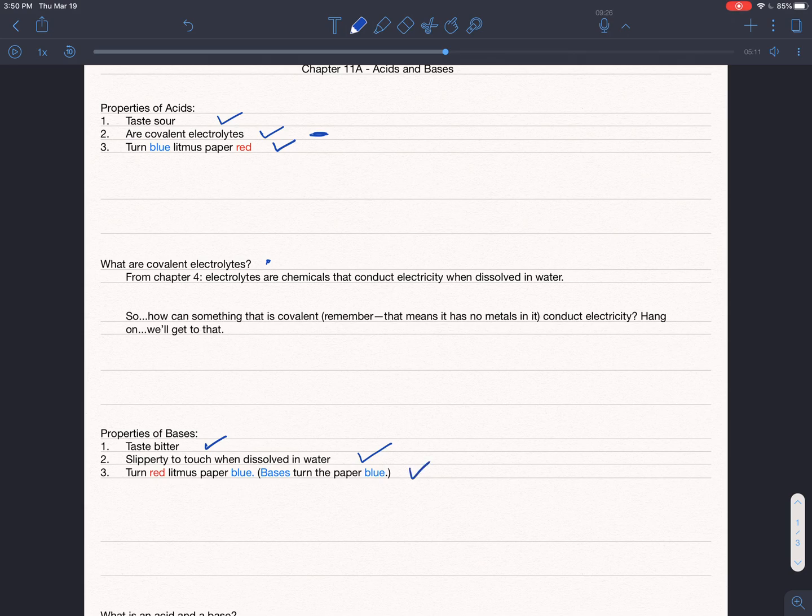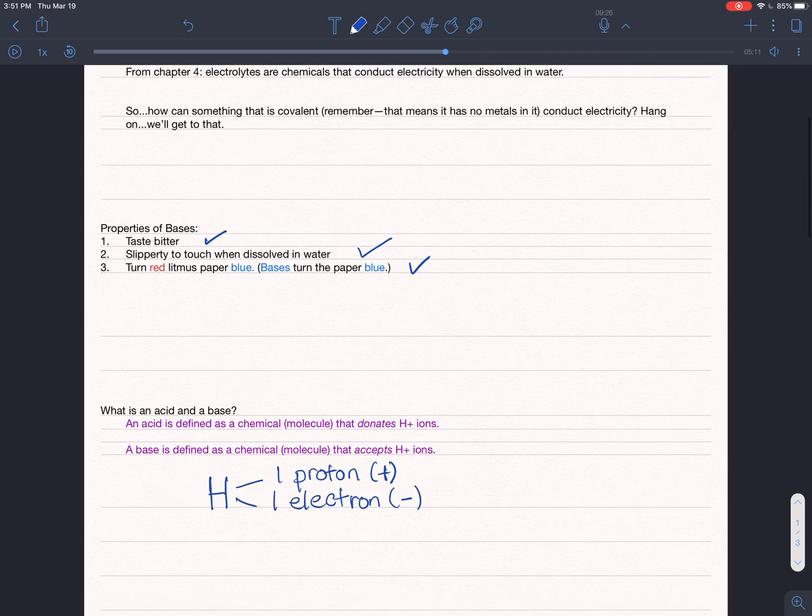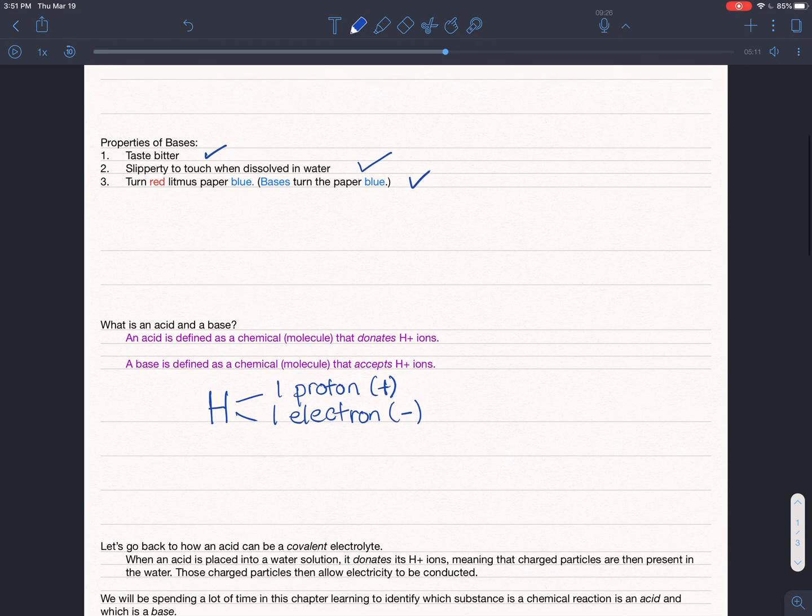And here is my little way to remember that. Bases turn the paper blue. So if you put a piece of red litmus paper in an acid, it will do nothing. It will stay red. But if you take a piece of red litmus paper and expose it to a basic solution, also called an alkaline solution, that paper will turn blue. Okay, now let's jump down for just a minute and talk about the difference between an acid and a base.